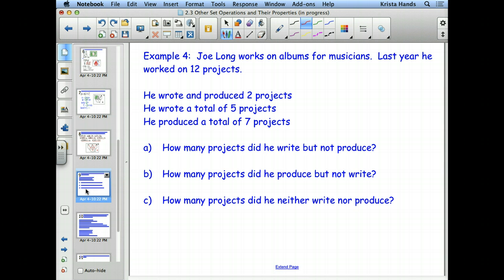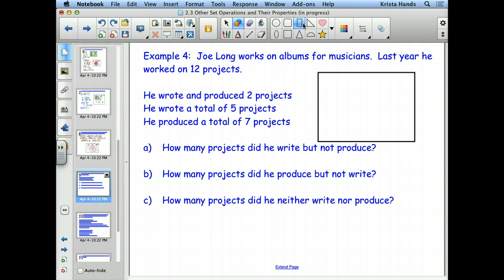Joe Long works on albums for musicians. Last year, he worked on 12 projects. He wrote and produced 2. He wrote 5, and he produced 7. And then we have some questions that we're going to be asked about how many he wrote, how many he produced, and so forth. Well, we can actually use a Venn diagram to solve this problem.